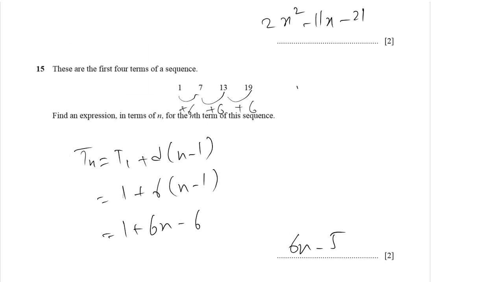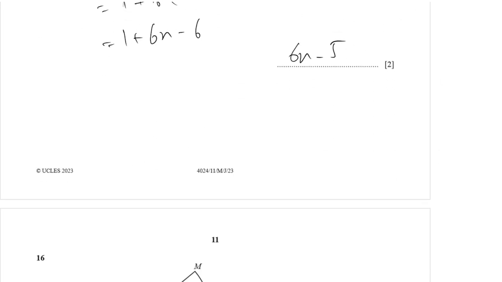If you can get some time after the paper, you can check it out as well. Like your term 3 is 13. So if I place 3, the answer should be 13. 18 minus 5, yes, it's checked.